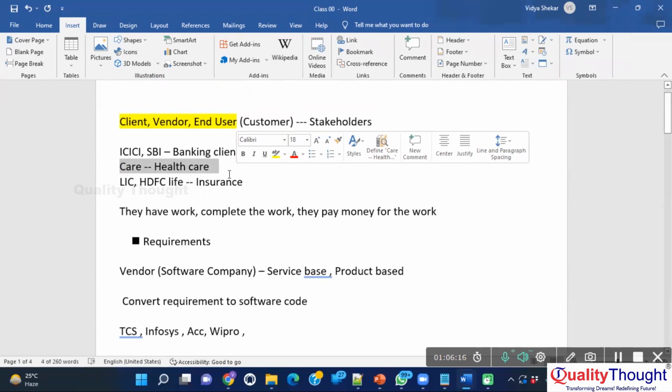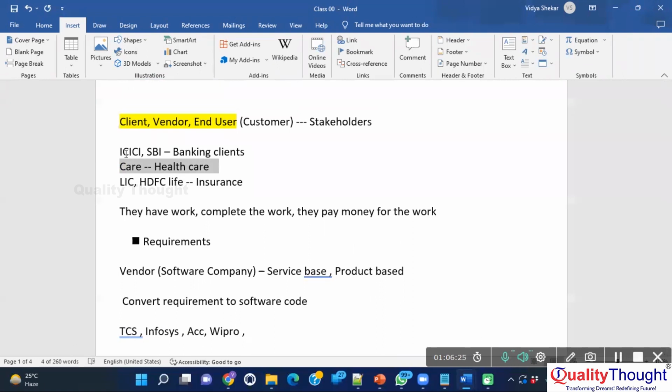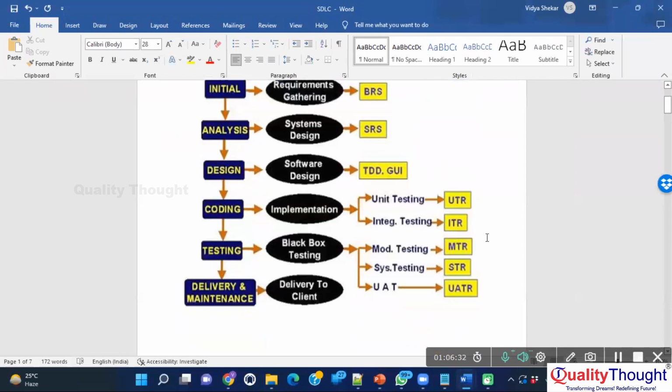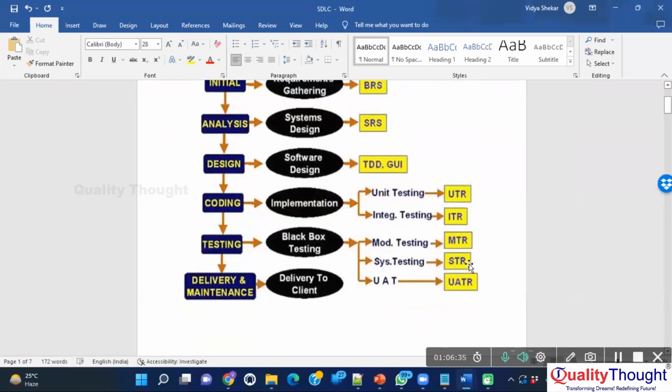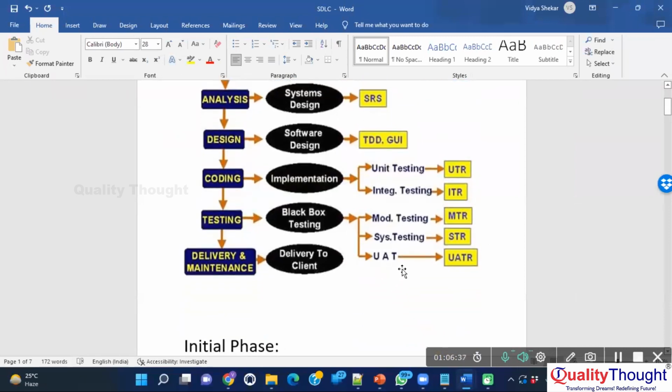So let's take a scenario. ICICI Bank has given a contract to Infosys, and Infosys has implemented it. In UAT testing, all these things, like unit testing, integration testing, module testing, and system testing, are done by Infosys only. If ICICI Bank is doing the testing in order to accept that particular software, then it is called user acceptance testing. Is it clear what I'm talking? Yes.